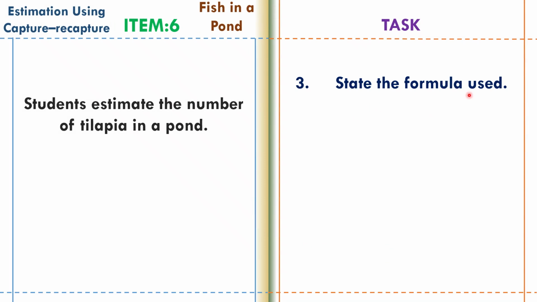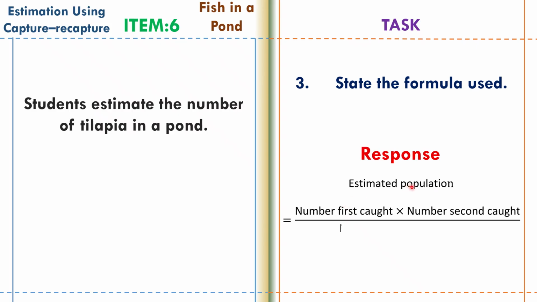State the formula used. Estimated population will give us the number first caught multiplied by the number second caught divided by the number recaptured marked.